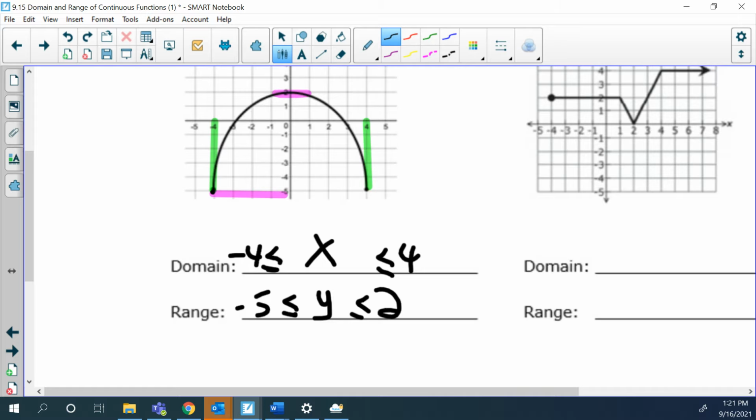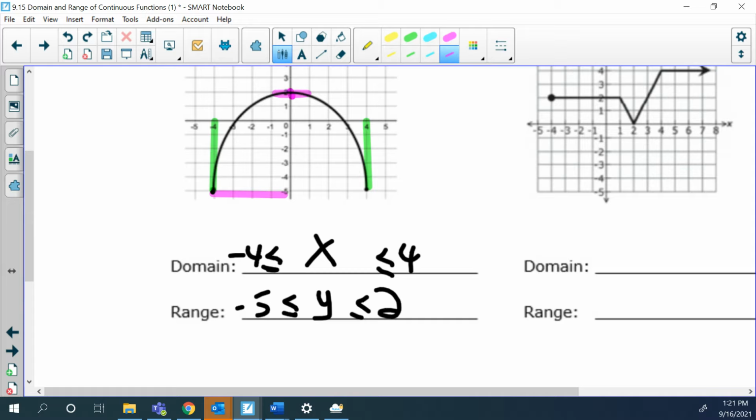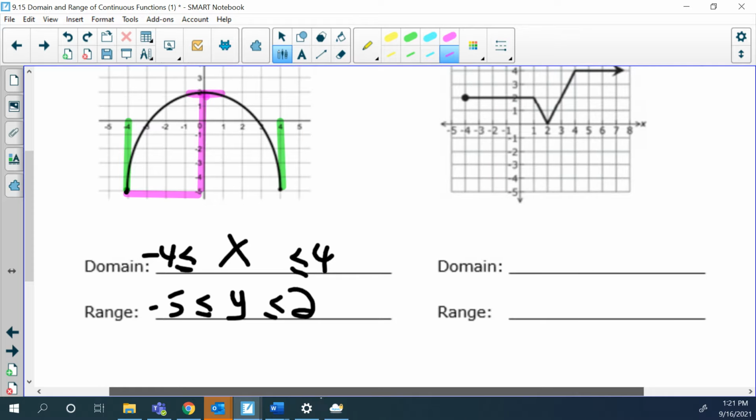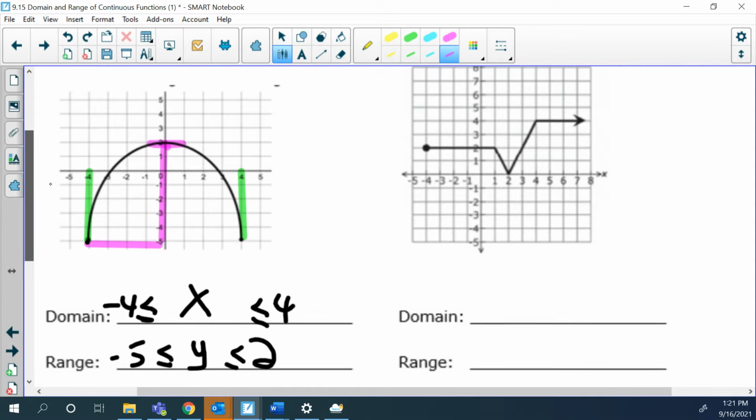So you can see now that the range is from negative 5 to 3. That's the height of the graph. All right. Let's look at this one over here on the right. What number is that? That is number 4.